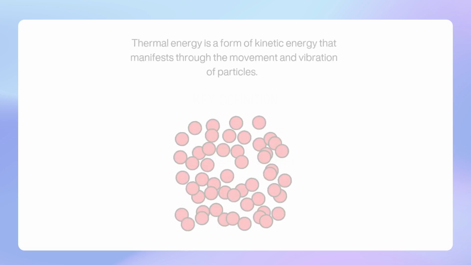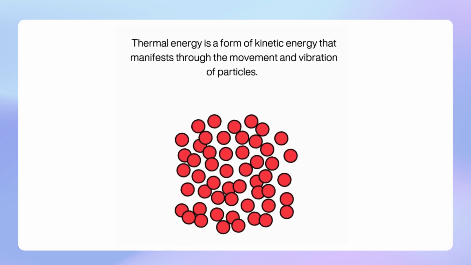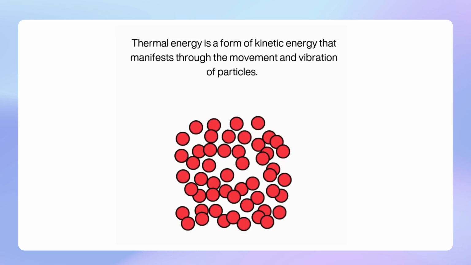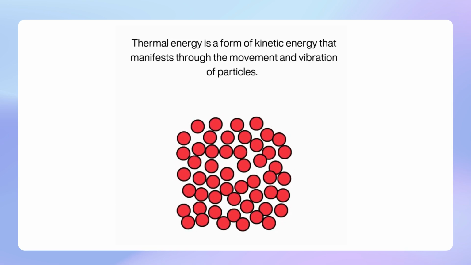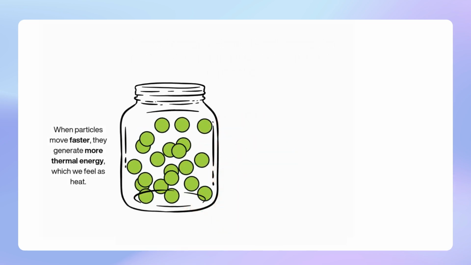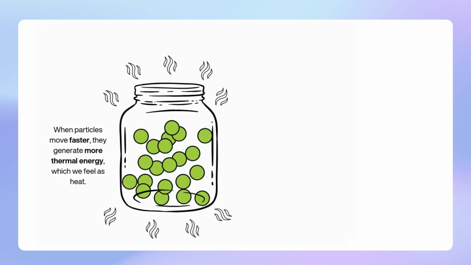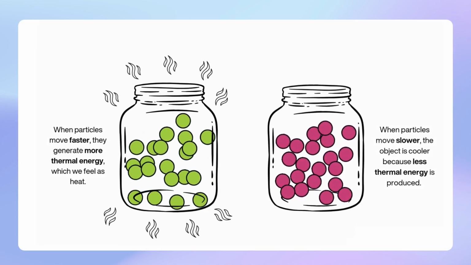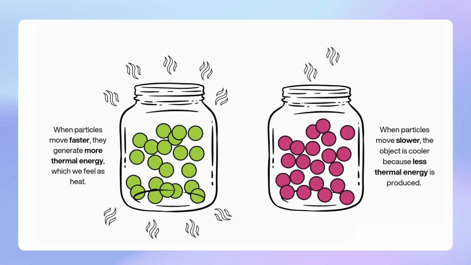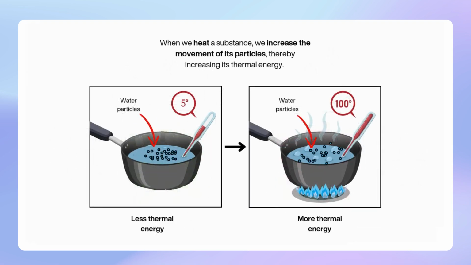Thermal energy is defined as the energy possessed by an object due to the motion of its molecules. Thermal energy is a form of kinetic energy that manifests through the movement and vibration of particles. The speed at which these molecules move determines the amount of thermal energy. When these particles move faster, they generate more thermal energy, which we feel as heat. Conversely, when particles move slower, the object is cooler because less thermal energy is produced. When we heat a substance, we increase the movement of its particles, thereby increasing its thermal energy.